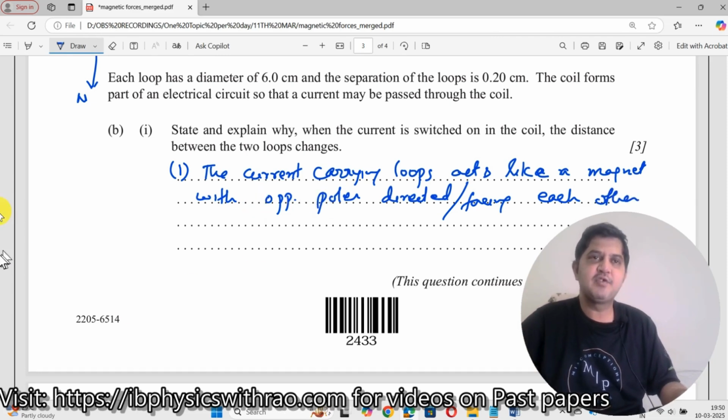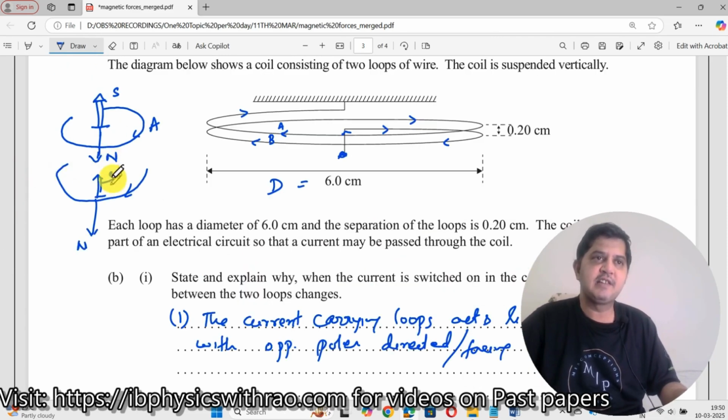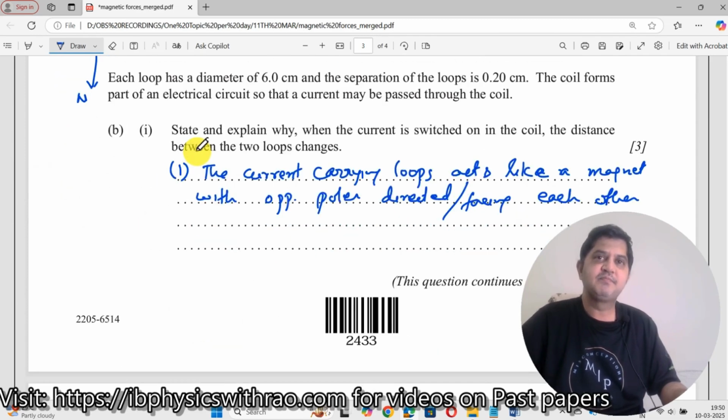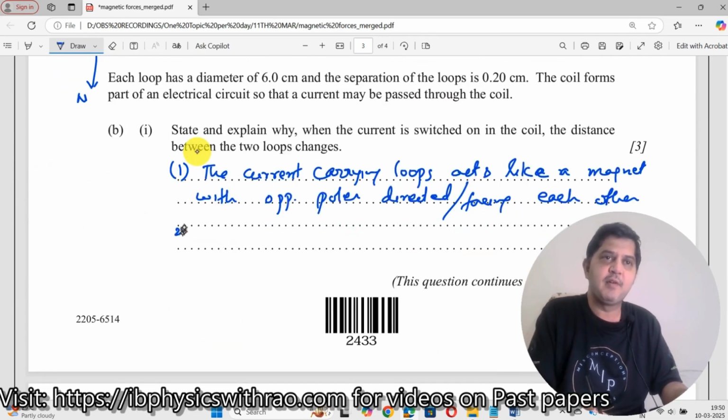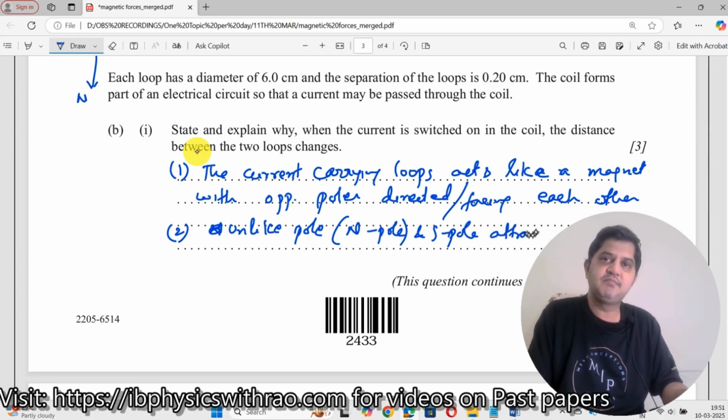See, I can show you here. So this is what happens. North and south pole are facing each other. Okay, then the second point. After this, what happens? Unlike poles attract. What are the unlike poles over here? North pole and south pole attract.